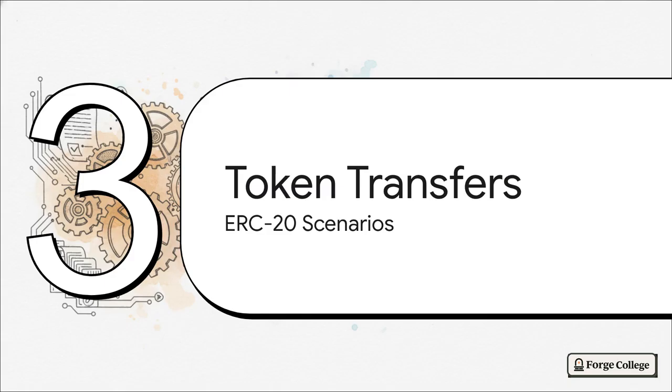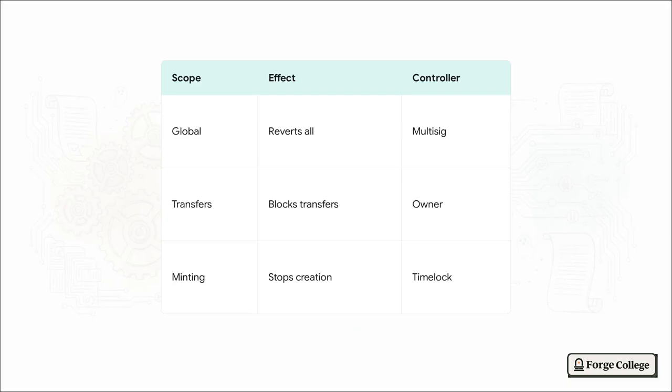Up next is Section 4, Token Transfers in Practice. Let's evaluate some real-world ERC20 pause scenarios. Let's ground this in reality for a minute. Without a pause mechanism, a vulnerability in standard ERC20 functions like transfer or transferFrom can just be exploited continuously.